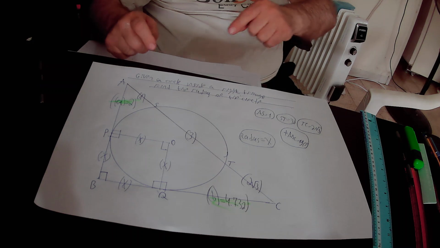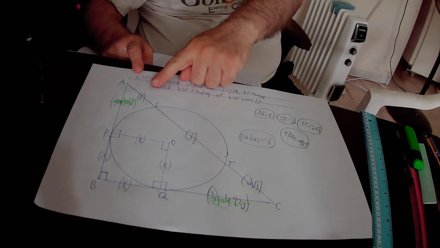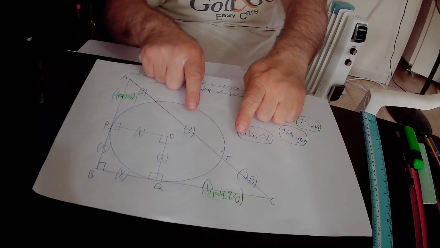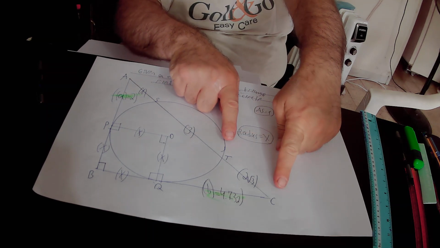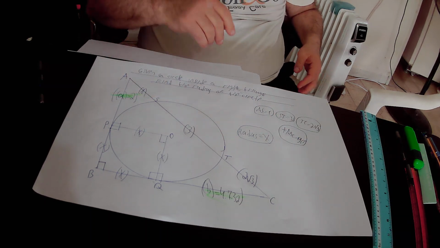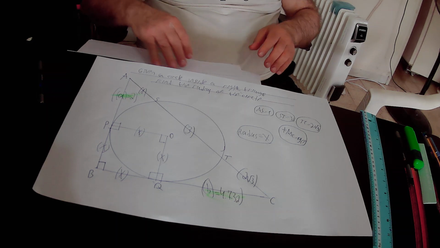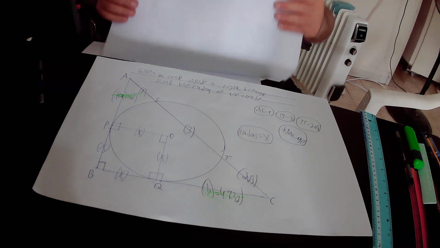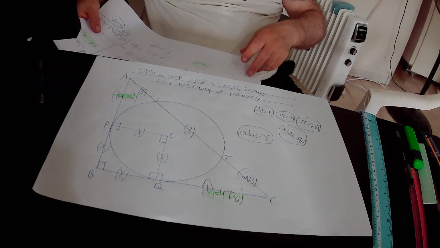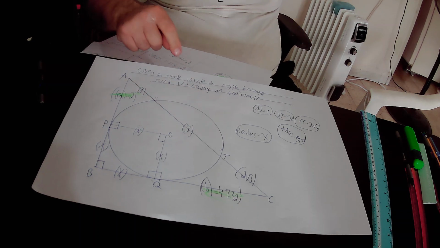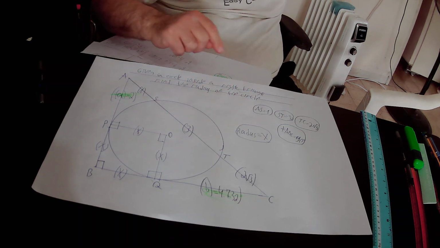In addition, we know that line segment AC is equal to 1 unit in itself, line segment ST is equal to 3 units, and line segment TC is equal to 2 times square root of 3 units. Again, our mission is to find the radius of this circle. Okay, so first of all, we define the center of this circle, this point, as O. We define the radius of this circle as X.